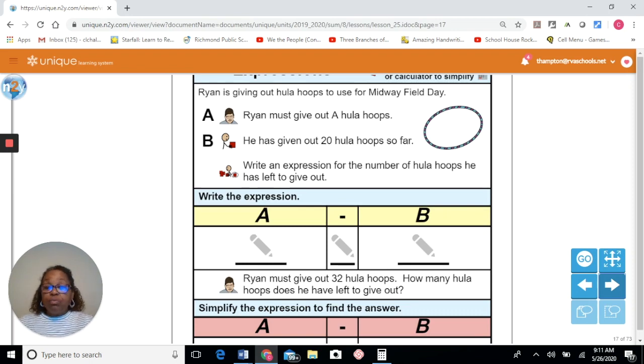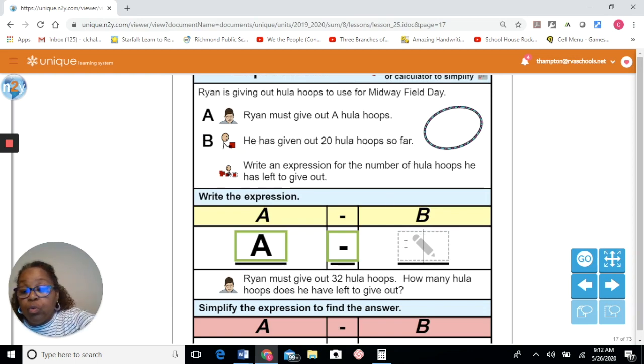All right, so now we're ready to write the expression. A, what is A? We don't know. A is the unknown right now. So for our first expression, A, we know that our operation is subtraction because we have to write an expression for the number of hula hoops he has left. That means the operation is subtraction. And B, do we know what B is? Yeah, B is 20. Right here, he has given out 20 hula hoops so far. So we're going to replace B with 20 because we know what B is.